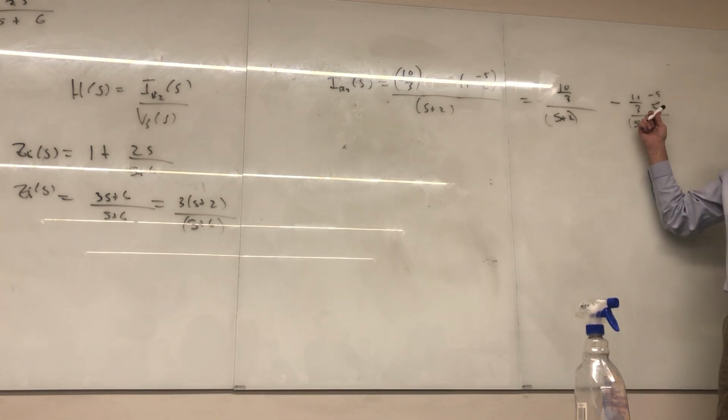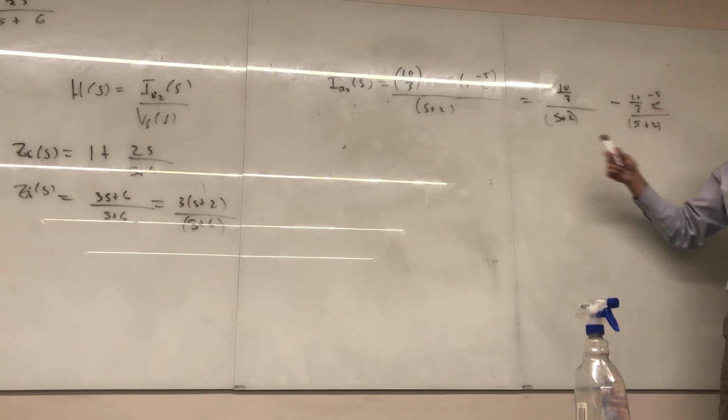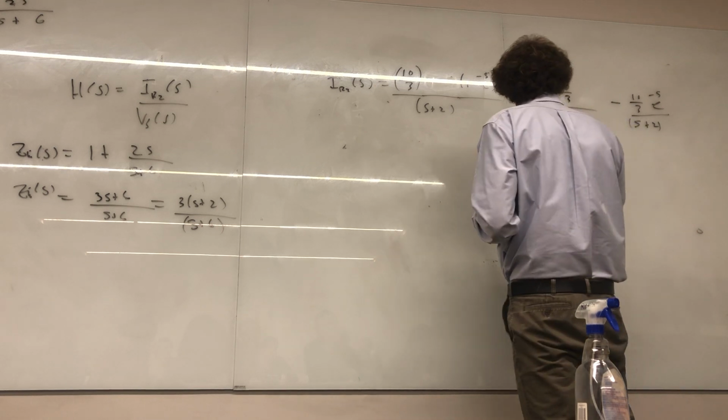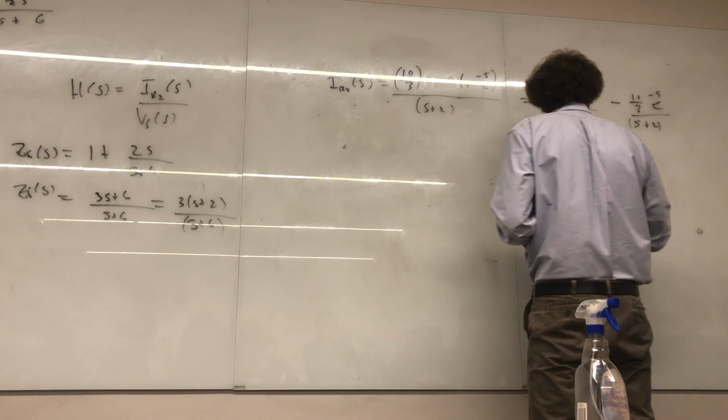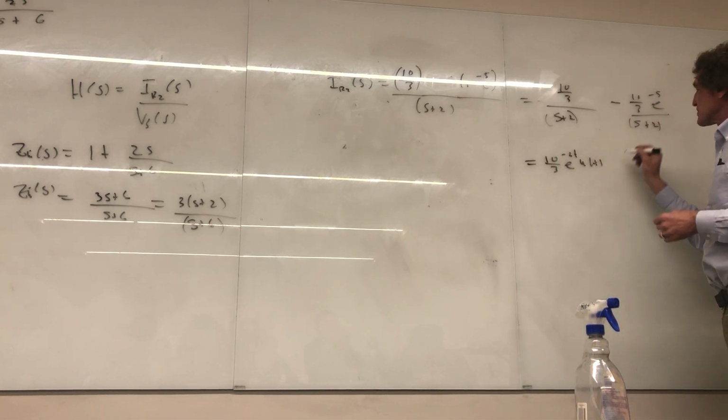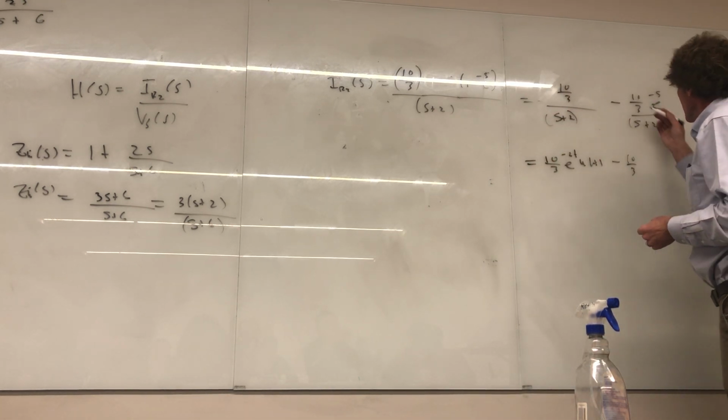Now, this is one of those, when you see that, you always think time delay. Anytime you get that, you always think time delay. This one's straightforward. That just goes to what? 10 over 3 e to the minus 2t u of t. Check that box. The next part is what? Minus 10 over 3, right?